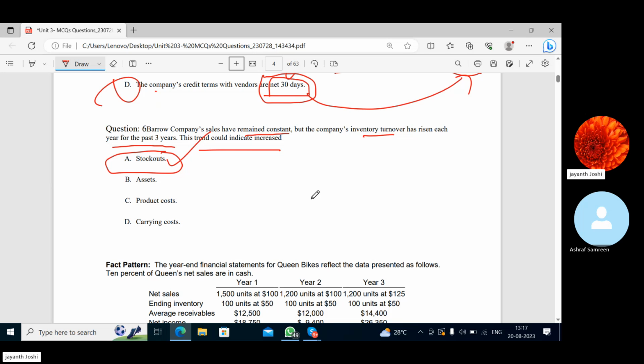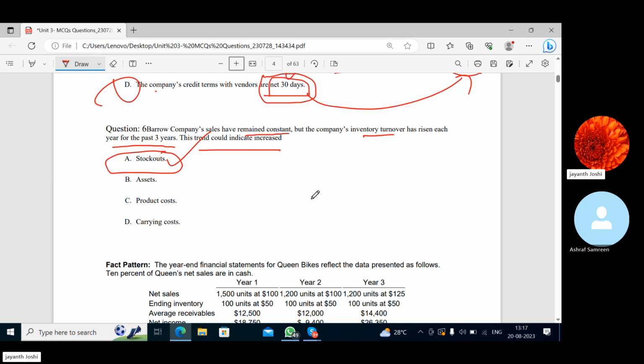If the inventory turnover is increasing, that means more inventory is getting sold. Is there a chance of stock out or not? Yes. The stock out will increase. See what is happening is, when the company's sales are constant, inventory turnover has risen. So increasing turnover indicates it's good only for the business.